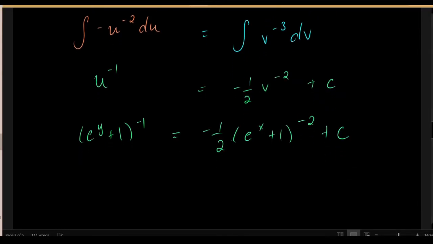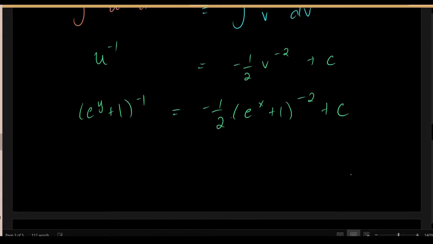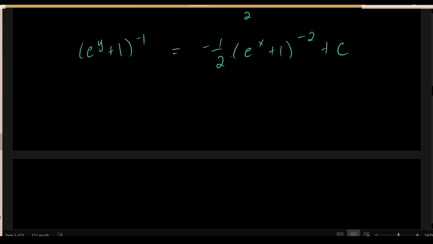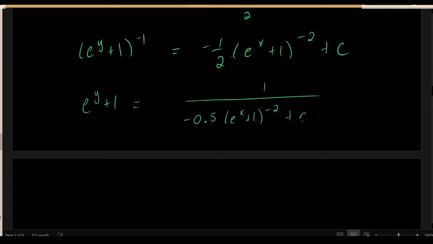Okay, the integration is now complete, so we now begin the task of algebraically solving for y. The first thing I need to do is get rid of this exponent of minus 1 on the left side. One way to accomplish that would be to just reciprocate both sides. e to the y plus 1 is equal to 1 divided by what I will write as negative 0.5 e to the x plus 1 to the minus 2 plus c.